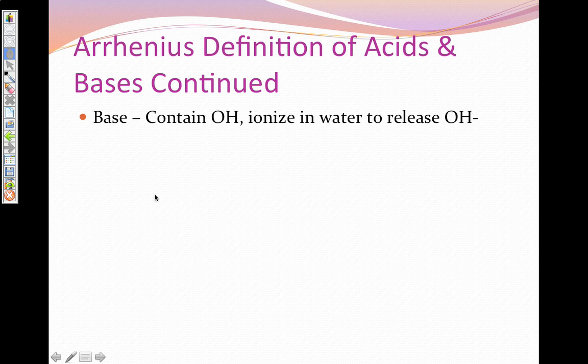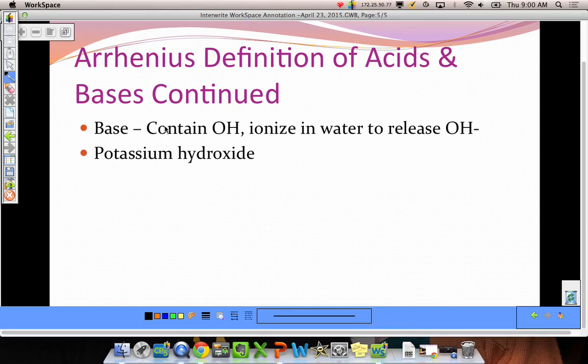Okay. Arrhenius then said, if that's what we know about acids, then bases are something that contain OH, and they are going to ionize in water to release an OH. So an example for us here is potassium hydroxide. Looking at your periodic table, show me with your hands, what is the charge of potassium? Nice. Awesome. Yeah, it's a 1 positive.